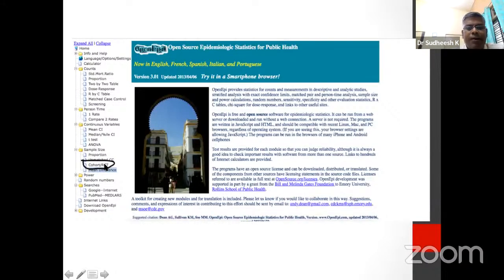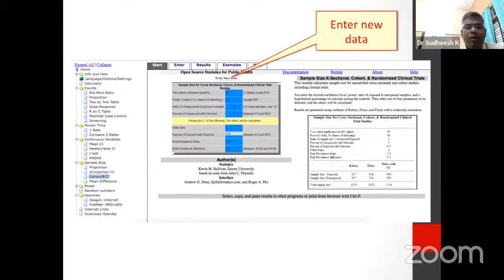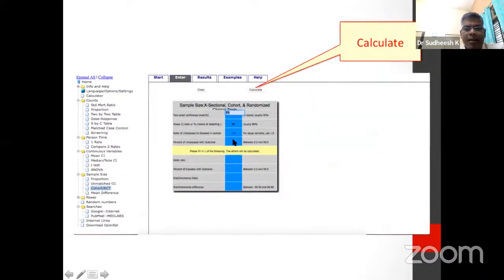Click on the cohort bar RCT. A page like this will open. In this, you click on enter new data, and then you will come across two-sided confidence interval. That is your alpha error. You enter 95 because your alpha error is 5%. Then you enter power of 80%.